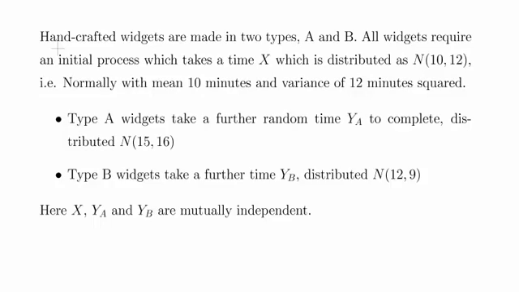Now, all widgets require an initial process which takes a time X, which is normally distributed with a mean of 10 and a variance of 12. That is to say, a mean of 12 minutes and a variance of 12 minutes squared. Okay, so it's not a standard deviation of 12, it's a variance of 12 minutes squared.